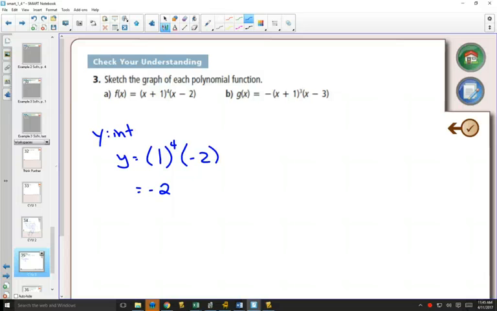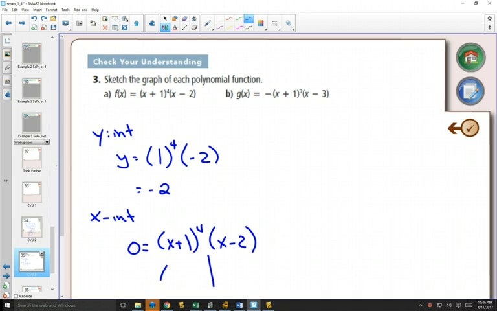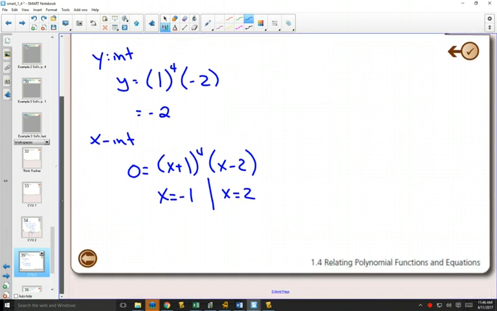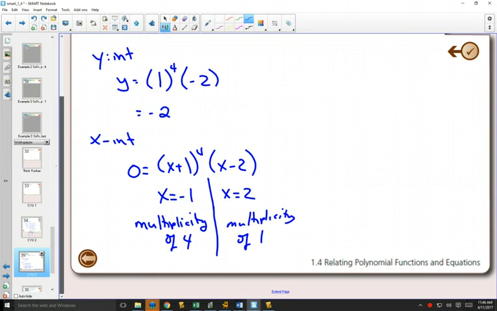When I want to find my x-intercepts, that's when I make y equal to 0. So I'd have 0 equals x plus 1 to the 4 times x minus 2. Well, I'm going to get x equals -1 and x equals 2. But underneath these, I'm going to say this one has a multiplicity of 4, because my exponent is a 4. This one has a multiplicity of 1.